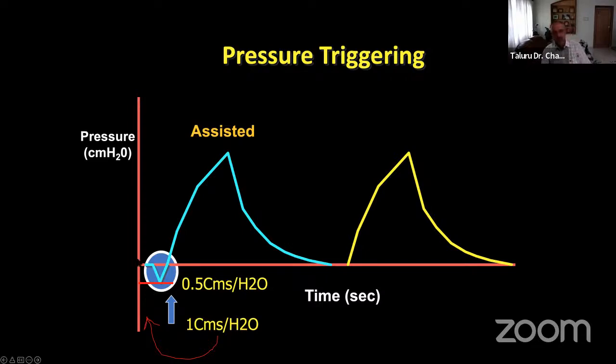So this is how the trigger works. See, if I increase the trigger to 1 centimeter, then the patient has to generate so much. If I make it 5 centimeters, he has to generate a negative pressure till here, which is not possible and isn't required. If somebody is capable of generating 5 centimeters, probably he should not be on a ventilator.